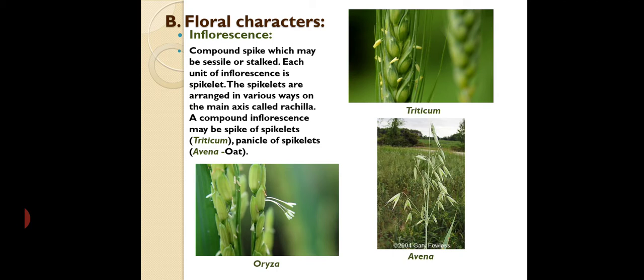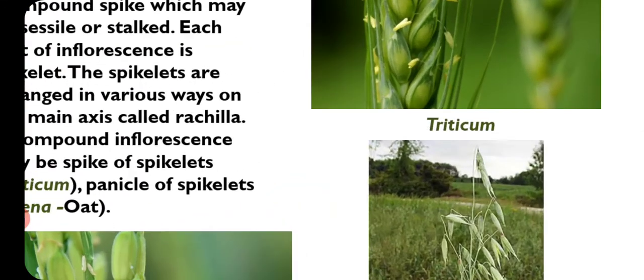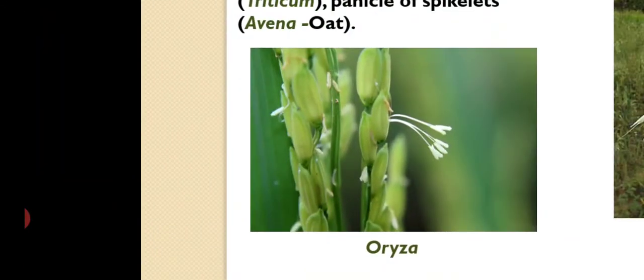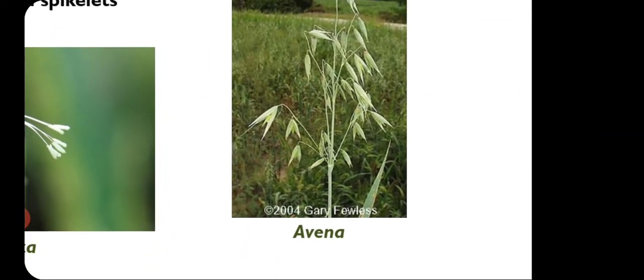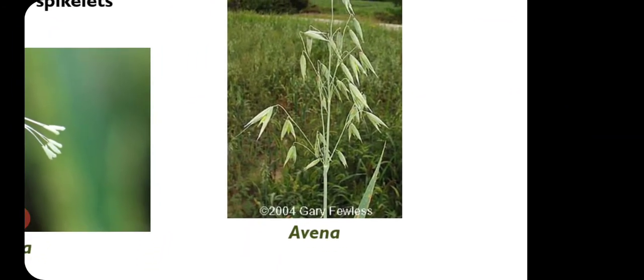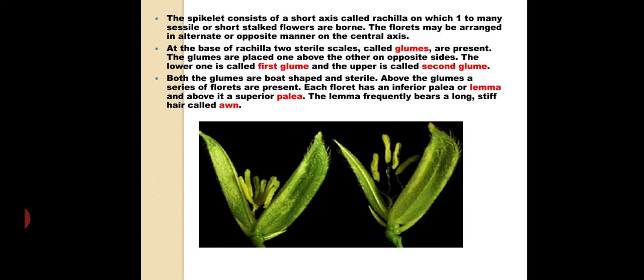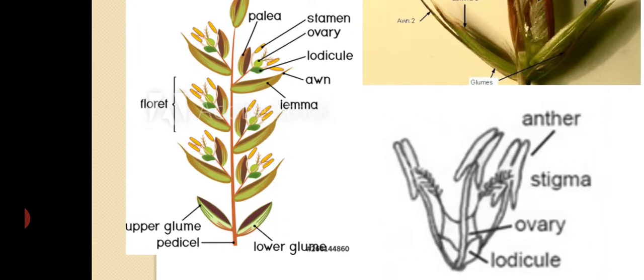Looking closely, this is Triticum, it is wheat, this is Oryza, that is rice, and this is Avena, that is oats. Okay, what is this spikelet? This spikelet consists of a short axis which is called a rachilla. Here we can see this rachilla.